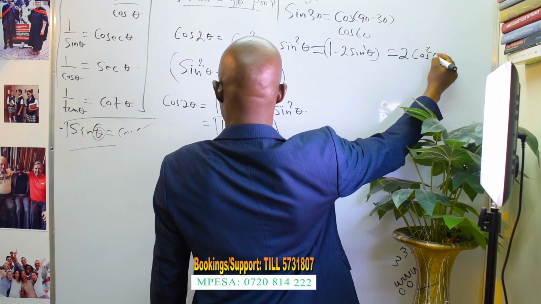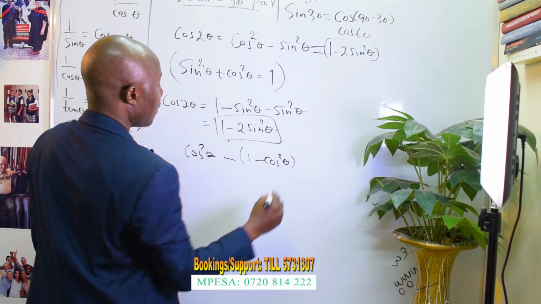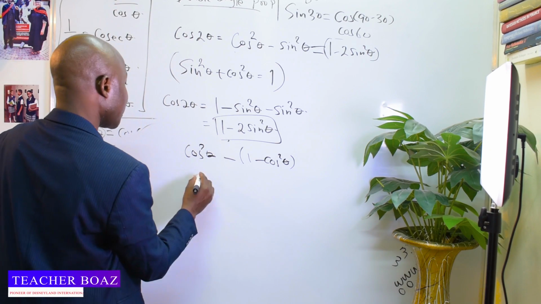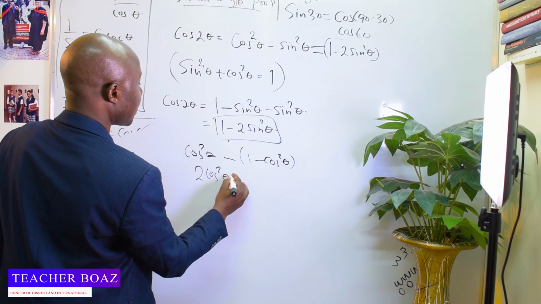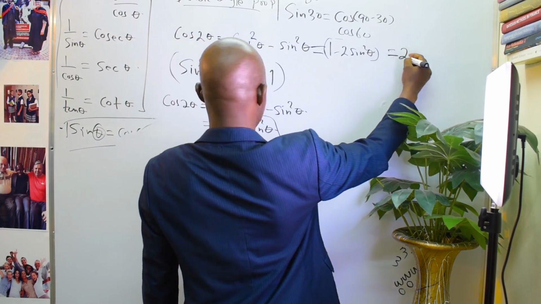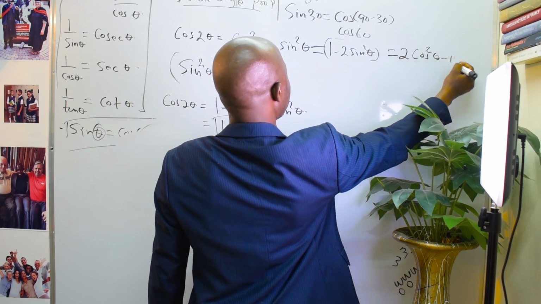2 cos squared theta minus 1. Then you learned in your elementary school that minus minus is plus. So we get 2 cos squared theta minus 1. So this is also the same as this: 2 cos squared theta minus 1.